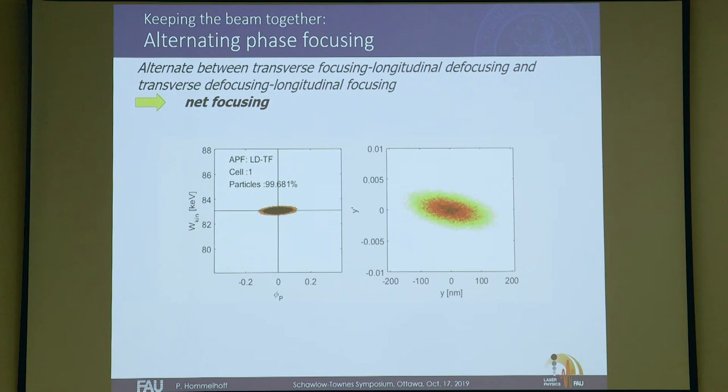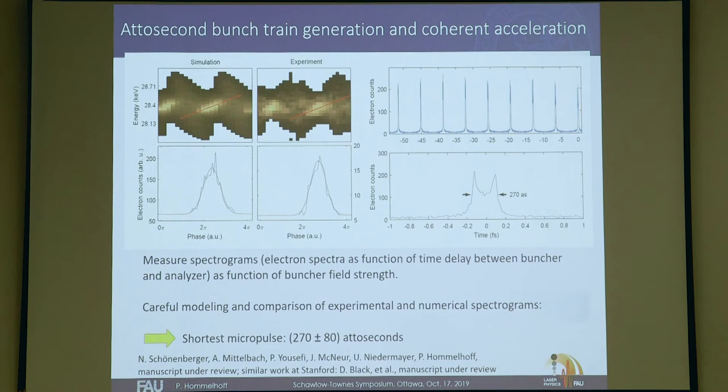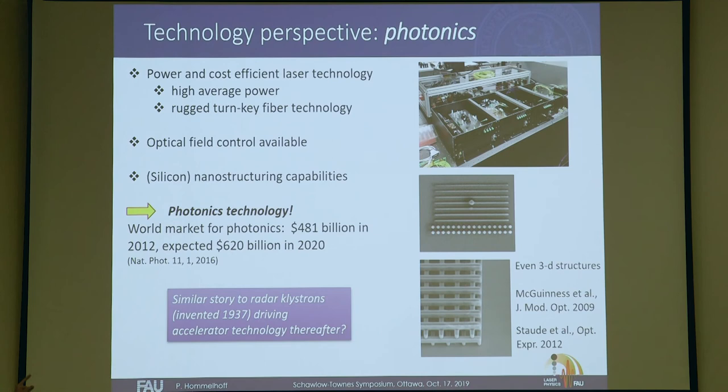We can also generate attosecond pulses by introducing an energy modulation, have the electrons propagate, and then they bunch. So we have recently shown 270 short attosecond electron bunches. That also works with another scheme. We'll skip that, and we'll come to the end with this outlook slide.